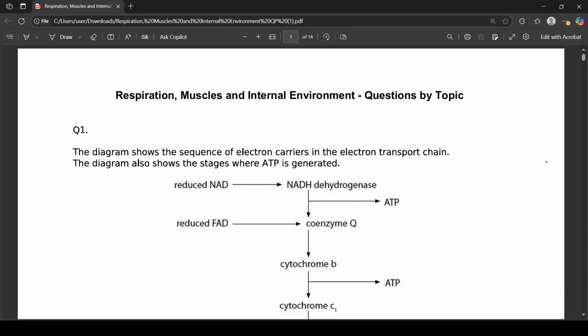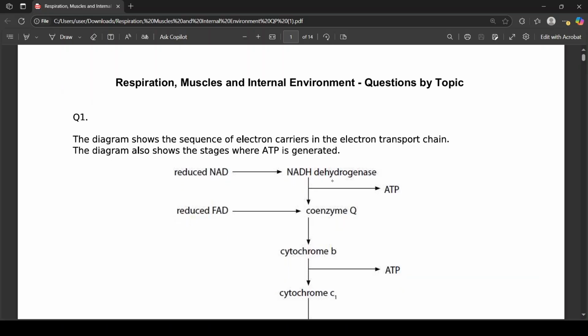The diagram also shows the stages where ATP is generated. So reduced NAD first gives a proton to the NADH dehydrogenase, which then gives the proton to coenzyme Q. The proton also comes from reduced FAD to the coenzyme Q, and also in this part from where NADH dehydrogenase gives a proton to coenzyme Q and ATP is formed.